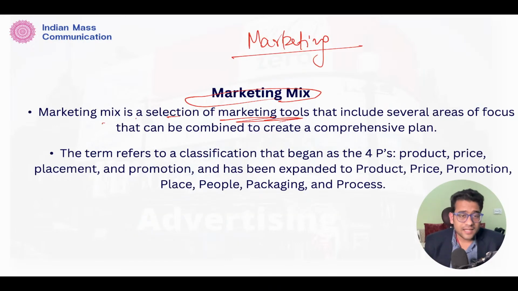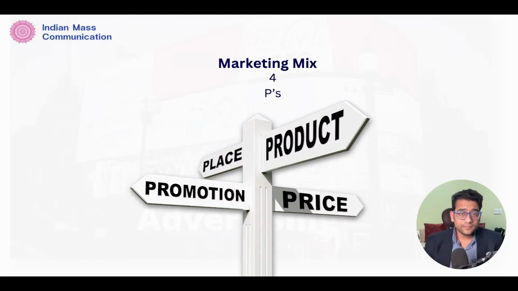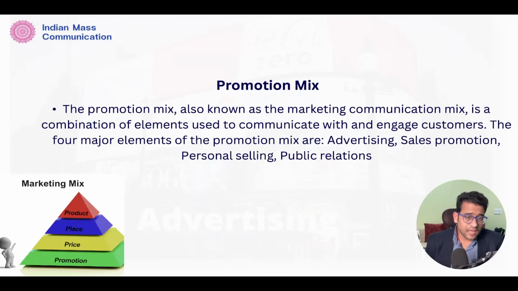Then the term refers to the classification that began with 4 P's. Later it was extended to 7 P's. So product, price, place, promotion, and then it was extended to people, target audience, packaging, and process. Okay, chaliye. Then we have already discussed, first comes the product.